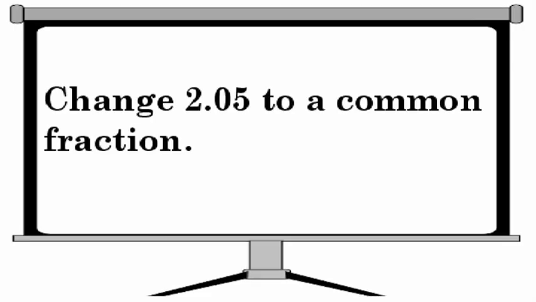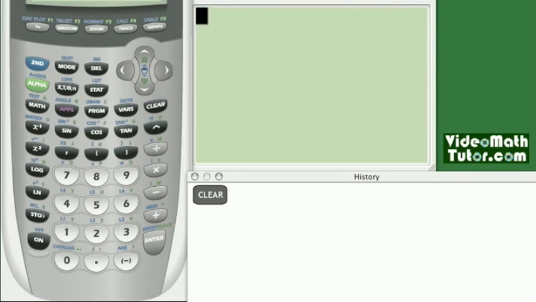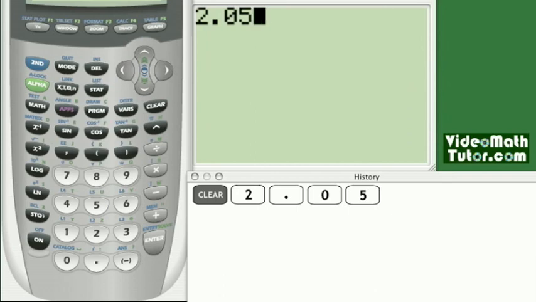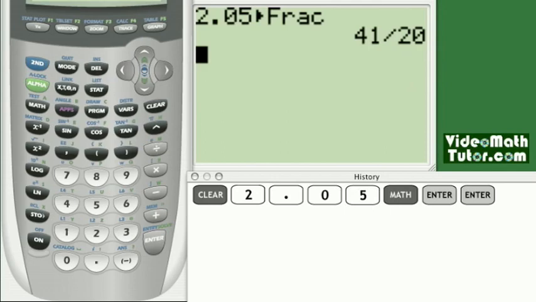Change 2.05 to a common fraction. Our first step is to clear the display. Now let's just put in our decimal number, 2.05. Now let's just make this a fraction. Math, enter, enter again. So there's our common fraction, 41/20.